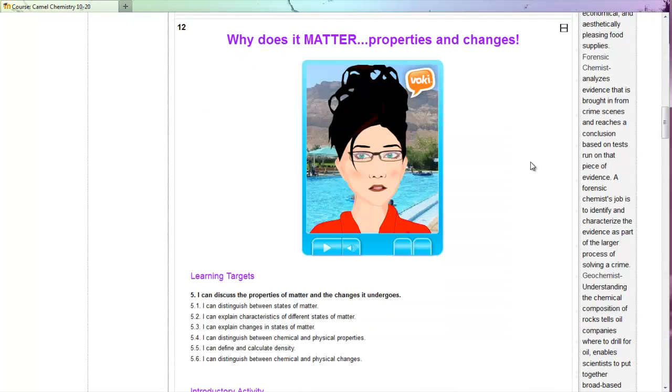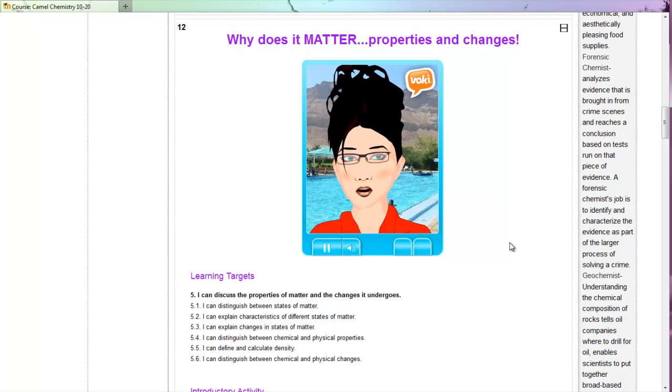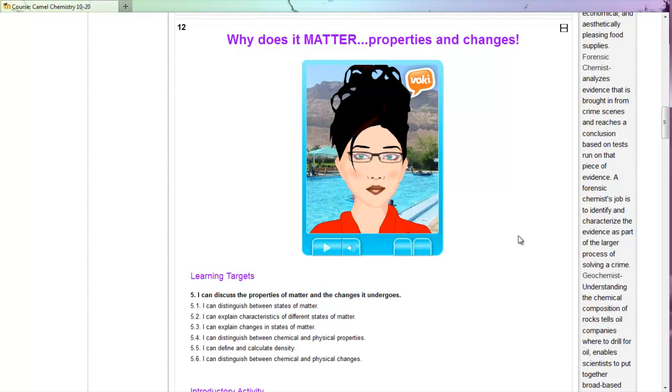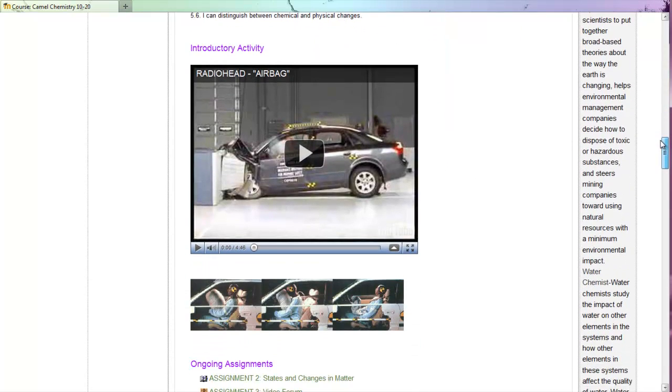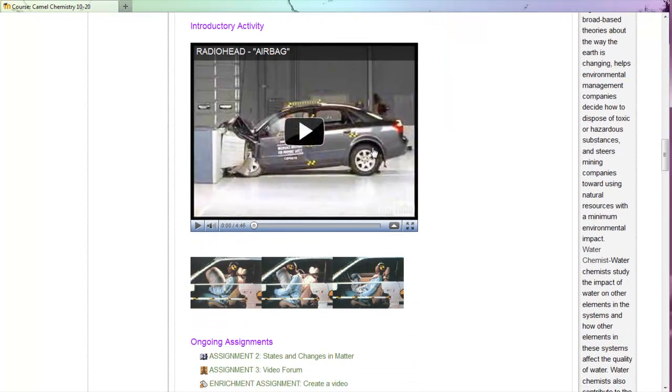Some of the relevant features of this unit in my Moodle site are grabbing students' attention with Evoki. Your sub-targets are: I can distinguish between states of matter, I can explain characteristics of different states of matter, I can explain changes in matter. This helps my visual and audio learners. I've also included embedded videos, like this airbag video, so that students can relate the chemistry to their own lives.